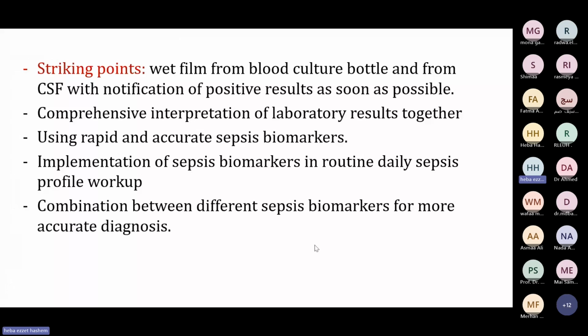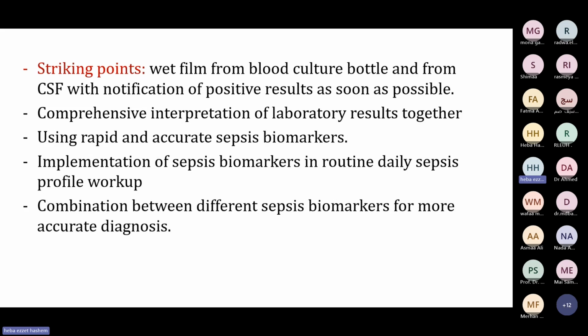Another point I wanted to stress here is the wet film from the blood culture bottle and from the CSF, with notification of the positive results as soon as possible, is also recommended. Another point is a comprehensive interpretation of the laboratory results together, not just the result of the CRP or the CBC indices. We need a comprehensive interpretation from the clinician side to reach a proper clinical judgment of the patient.